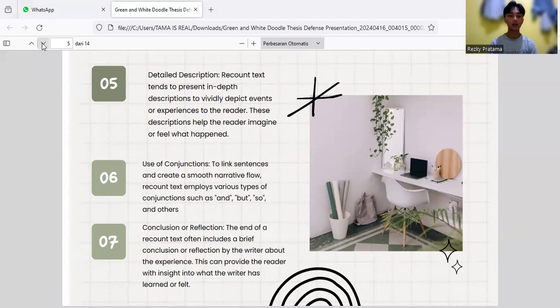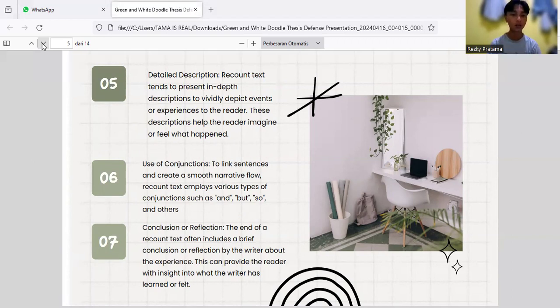Number five, detailed description. The text tends to present in-depth description to vividly depict events or experiences to the reader. This description helps the reader imagine what happened or feel what happened in the past.